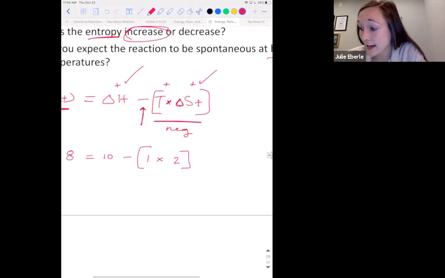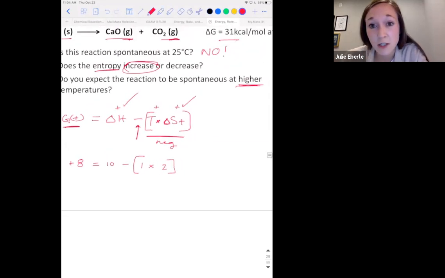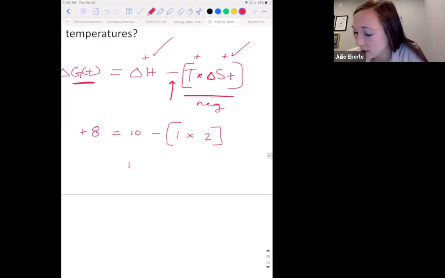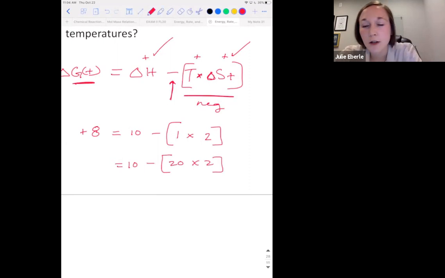Now let's ask the question, at higher temperatures, could delta G become negative? Well, let's raise the temperature by a lot, say times 20. So now we plug in 20 for our temperature, and I'm not going to change anything else. 10 minus a much higher temperature, 20 times 2. Now what do we get for our delta G? Jenna said we get negative 30, because 20 times 2 is 40, and 10 minus 40 gives you negative 30. So what just happened? At higher temperatures, delta G became negative.